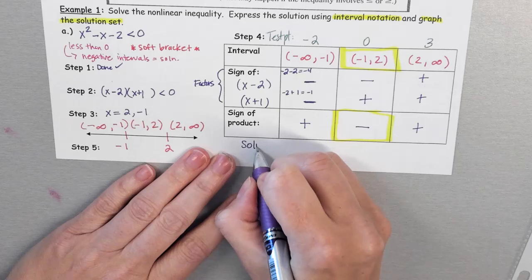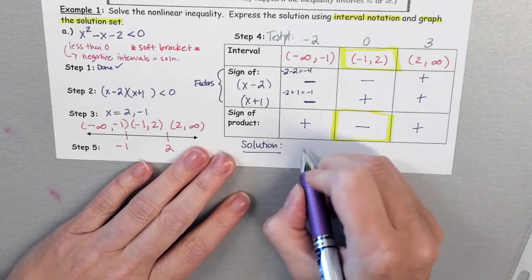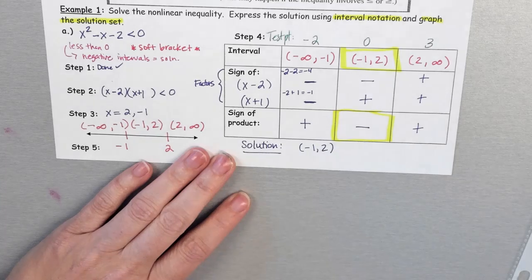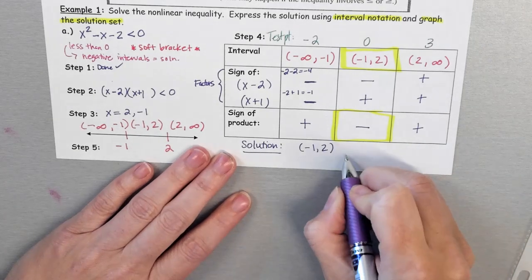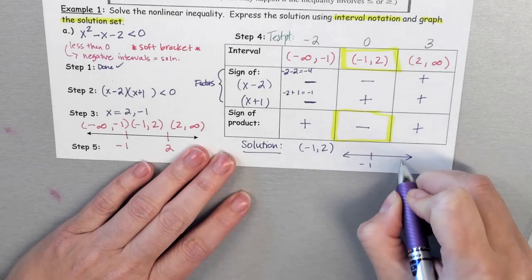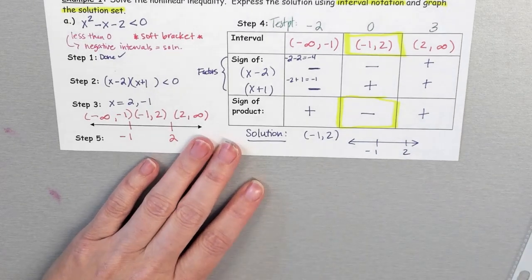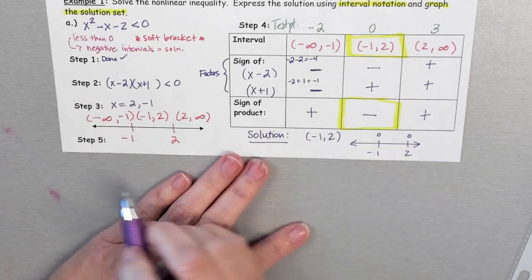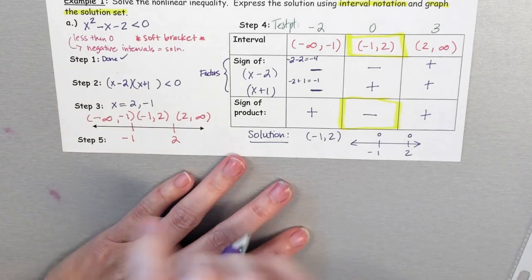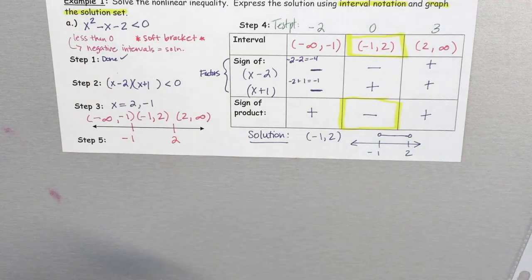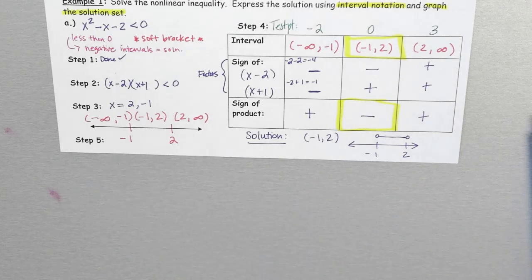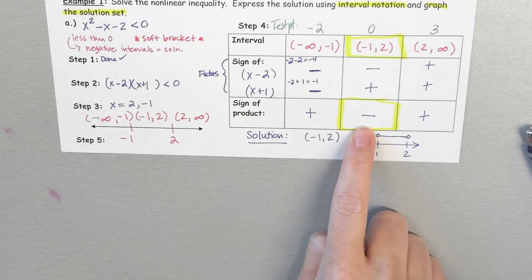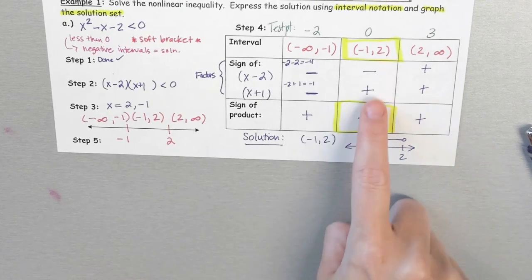So for your solution, what you would write is negative 1, comma 2, and then it says that we have to graph the solution set. I'm perfectly fine with you just doing a number line with your key values on it. And then this would be an open circle at each. Because of the less than, you have the open circles. And negative 1 to 2 is how you are connecting. So the result was a negative, you're multiplying.